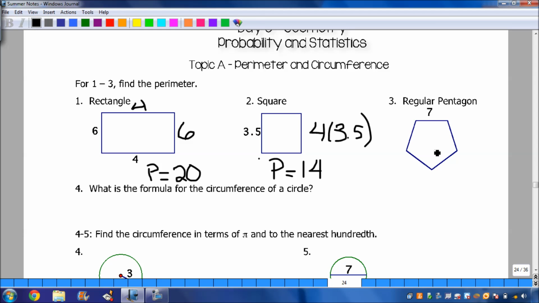And then in this example, number 3, I'm going to find the perimeter by multiplying 7 by 5 because there are 5 sides in a regular pentagon. Regular means all the sides are equal, so my perimeter for this is 35.